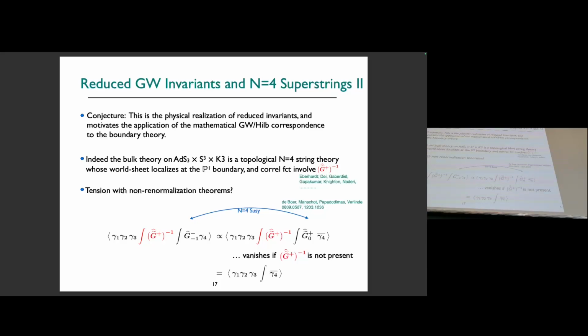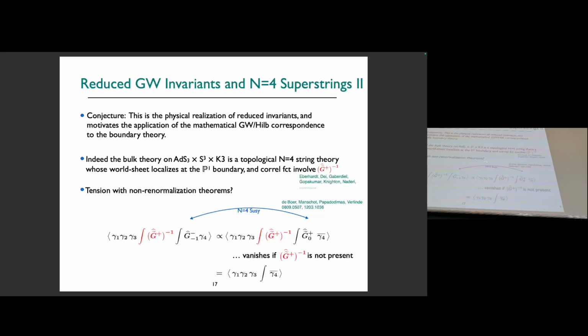Yeah? But this story is, however, much more complicated due to picture changing and so on. I don't want to go into details, but I take this as a motivation, as a conjecture that this is what underlies, which gives a physical realization of this abstract mathematical notion of reduced invariance.